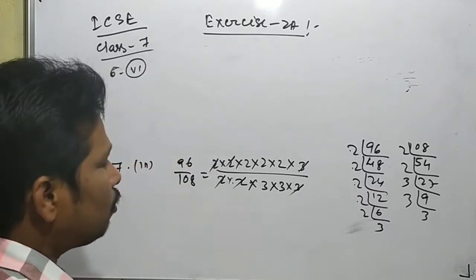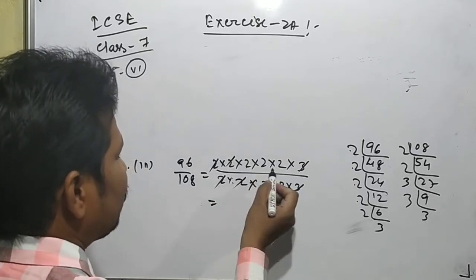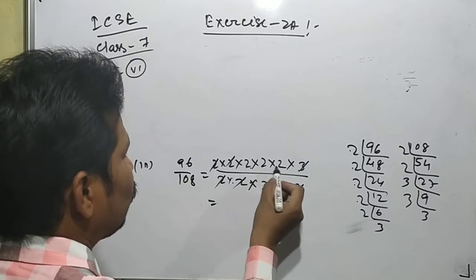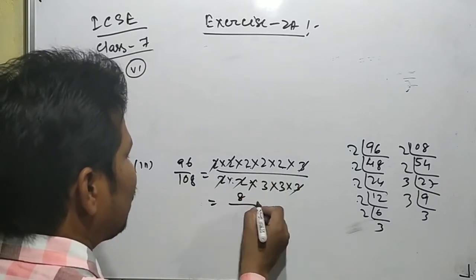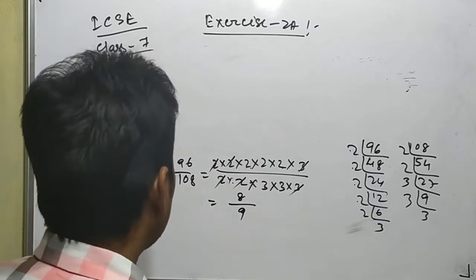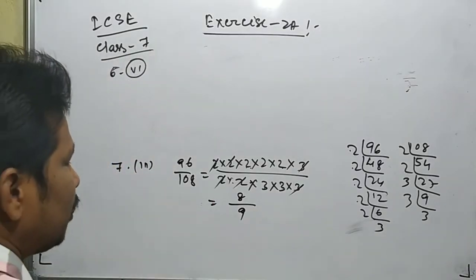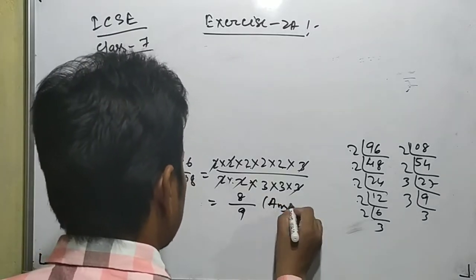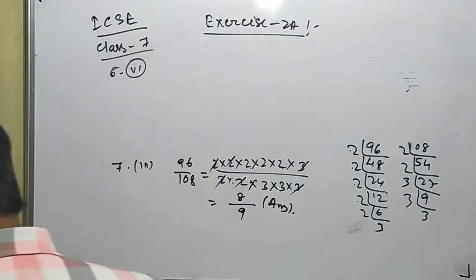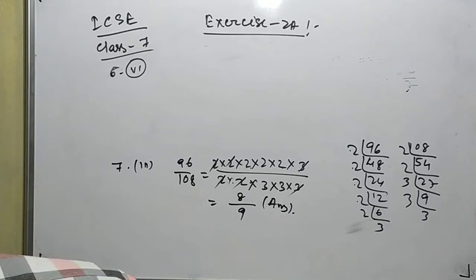Okay, so now we can get our answer. What is left in the numerator is 2 into 2 into 2, which is 8, divided by 3 into 3 in the denominator, which is 9. So the simplest form of 96 by 108 is 8 by 9. Our answer. In this way you can find it out. Suppose we will do another example.